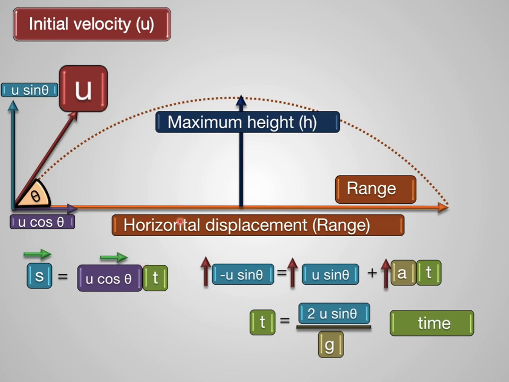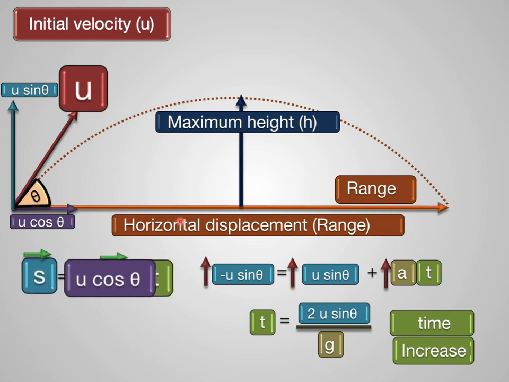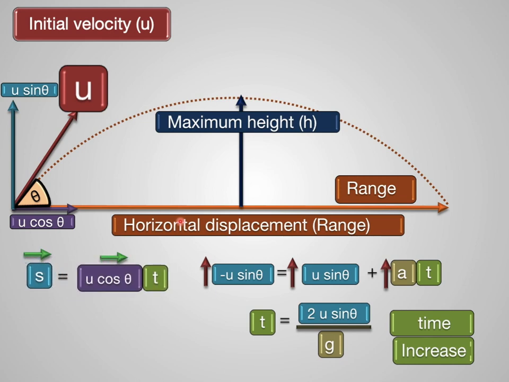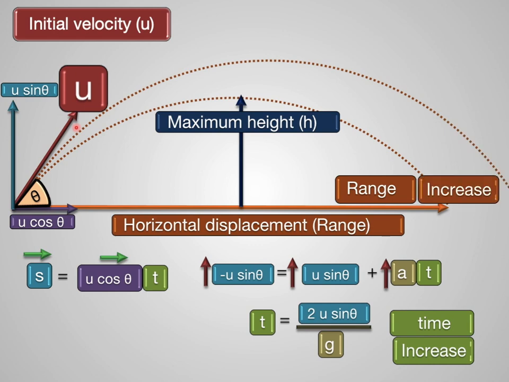Now we have seen the time increases. Since the time increases, the distance also should increase, because u cos theta is also increasing. So the range should increase. You can see the path followed by the projectile. It will travel more horizontal distance, and the maximum height also will increase.